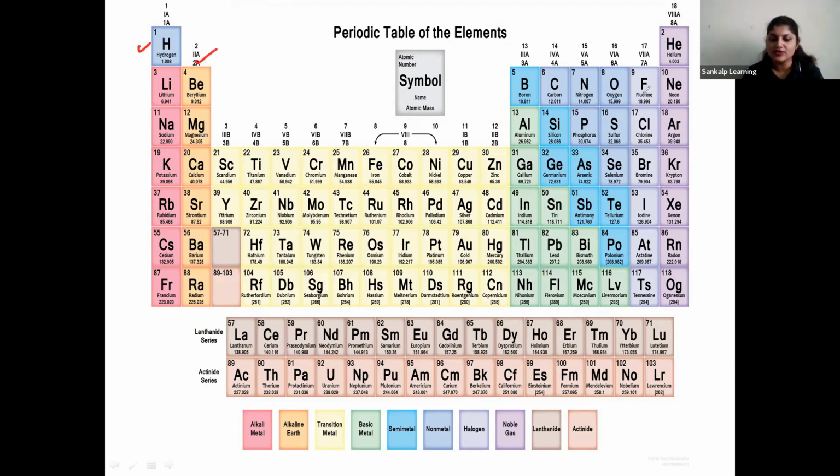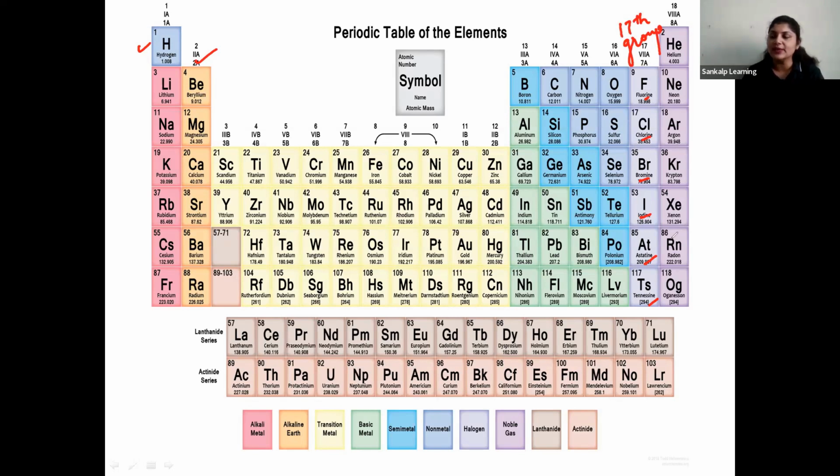So you know about halogens. What are halogens? Fluorine, chlorine, bromine, iodine, astatine, and tennessine. These are some of the halogens. Which group are they in? They are present in the 17th group.